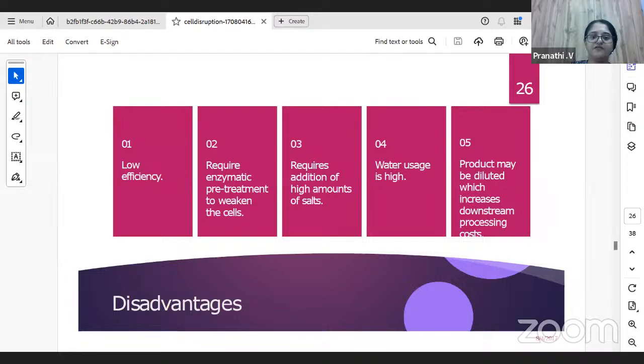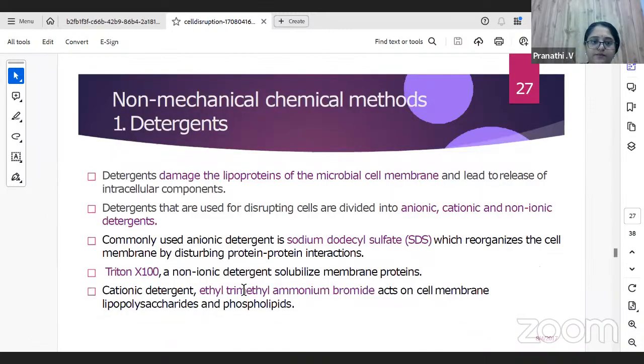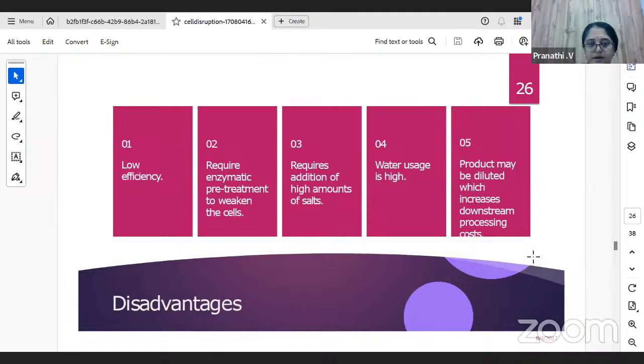But again, it is not very efficient. It needs a pre-treatment with enzymes so that the cells are weakened, and then addition of a high amount of salt is necessary. Again, you need to use a high amount of water, with which your product can either be diluted, concentrated, or changed as such. So your downstream purification process is going to be very cost inducive. So these are the disadvantages.